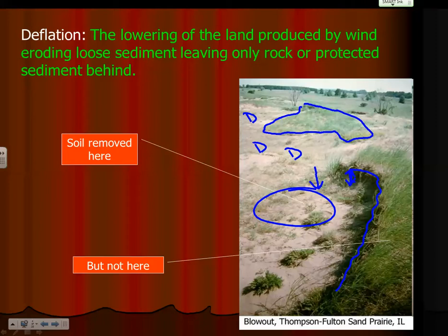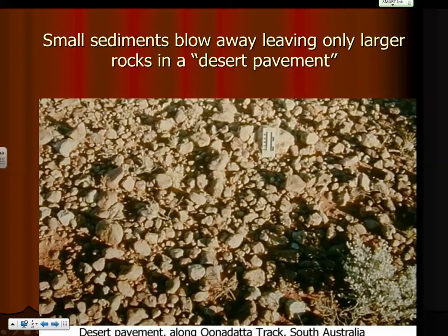So vegetation is actually a really crucial part to preventing deflation. Small sediments, if they are blown away and only the larger ones are left behind, can create something we call desert pavement. And desert pavement's called that because it's like a gravel road. I mean, you can practically drive on this stuff.